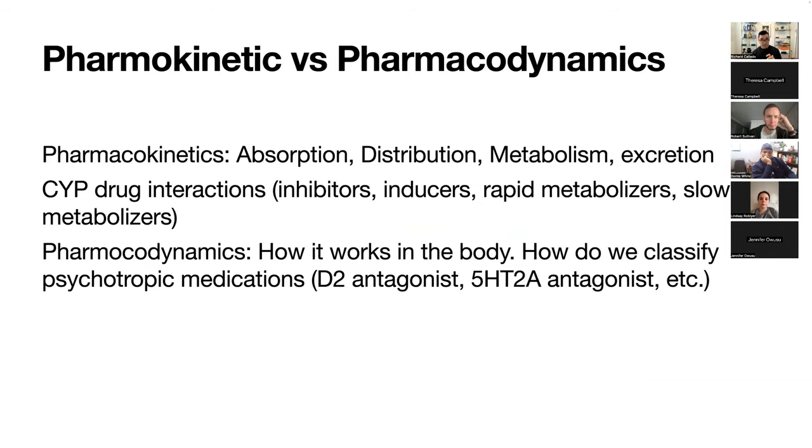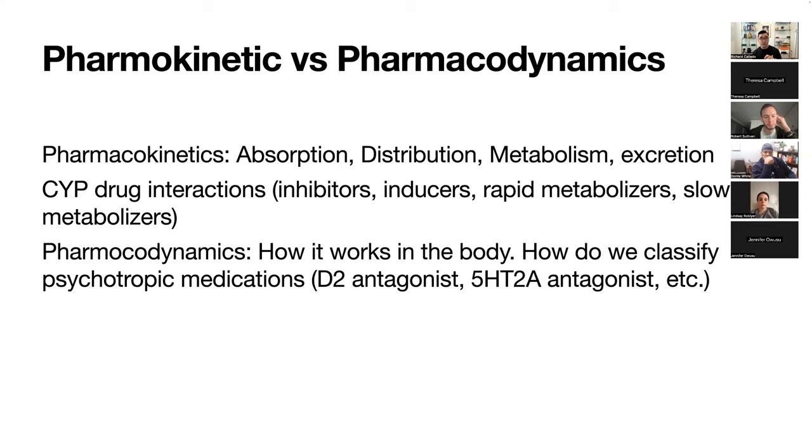Pharmacokinetics, pharmacodynamics. Pharmacokinetics, the book says, is what the body does to the medication. How is the body absorbing the medication? How is the body distributing the medication? Metabolism obviously has to do with the CYP enzymes. And excretion, usually it's the kidneys, but you can also excrete through your blood and through your sweat. There are different types of excretion.